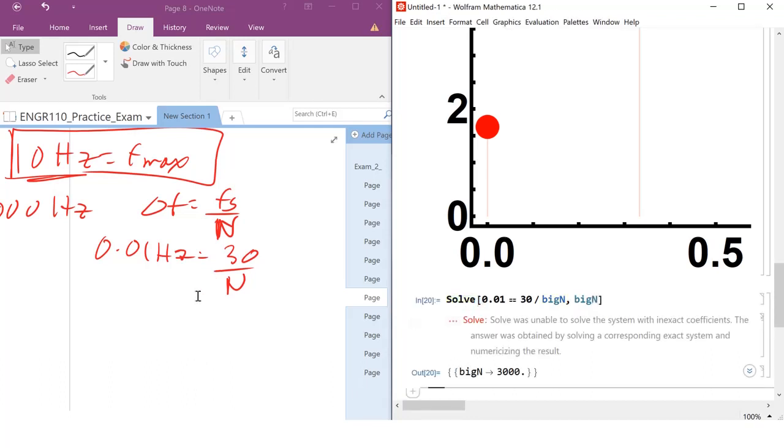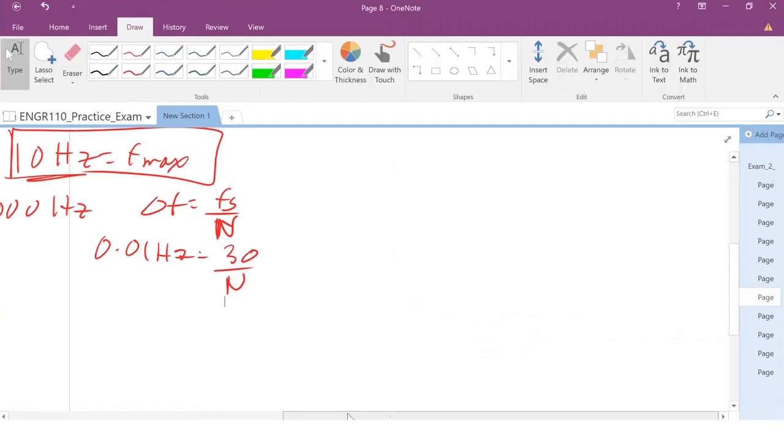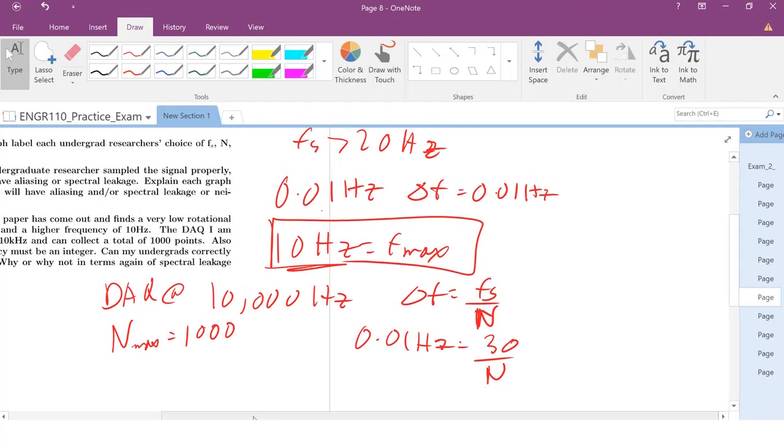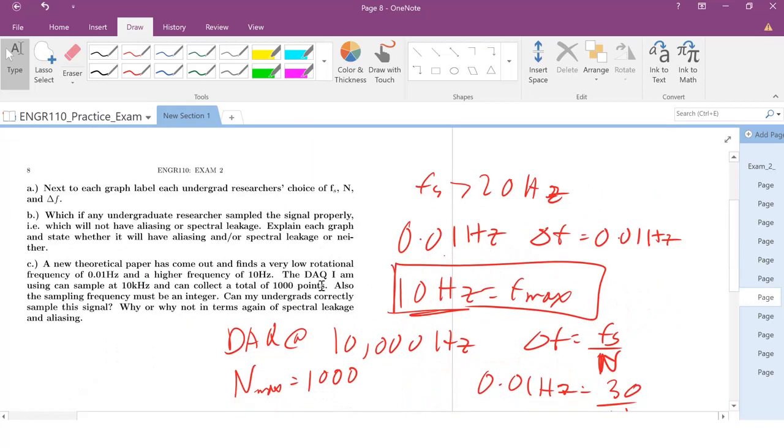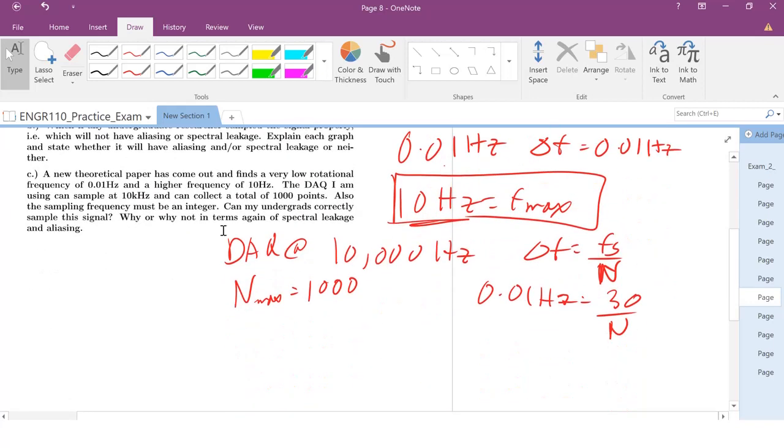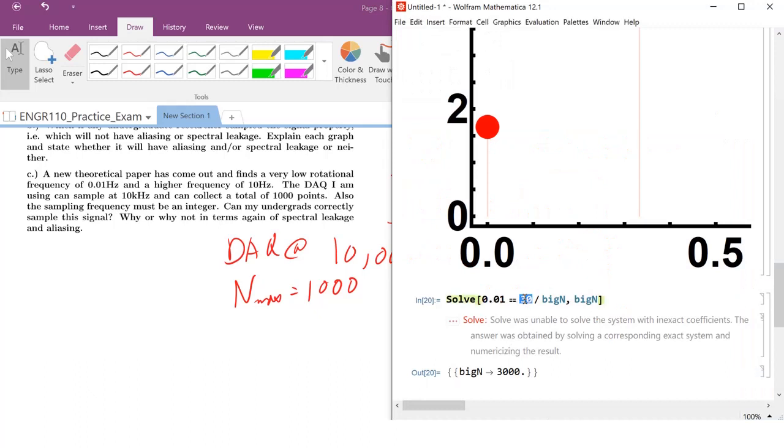3,000. So at 30 hertz, I will not have signal aliasing because I'm greater than twice 20 hertz. My DAC can only get me data points of 1,000 though. So am I going to be able to sample the signal correctly? No. Let's say I even pushed it to the limit. Let's say I just did 20, which again would give me signal aliasing. My DAC is not going to give me enough number of points. So I can avoid signal aliasing, but I will get spectral leakage in this problem.